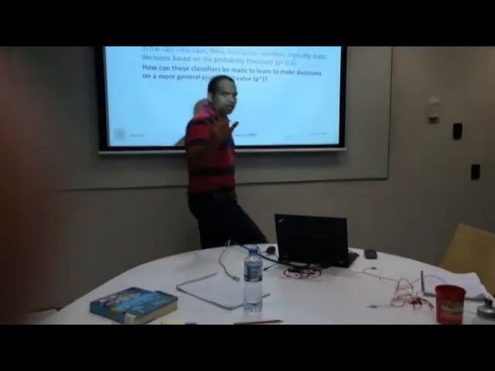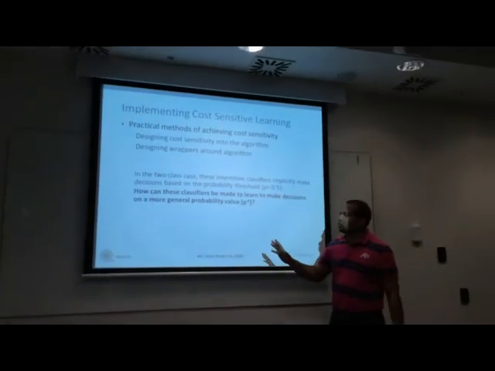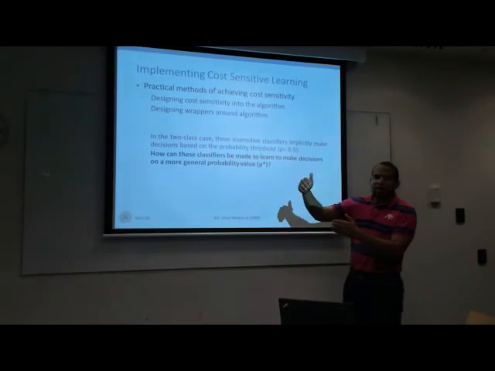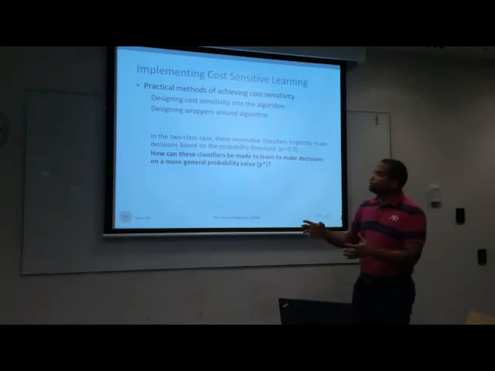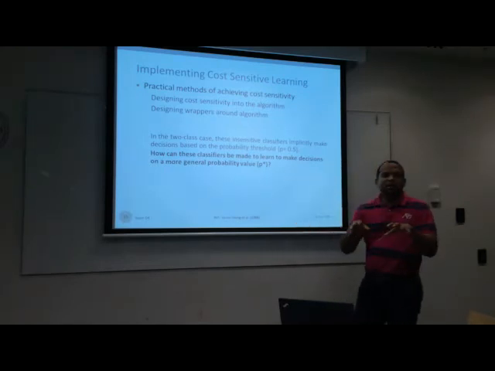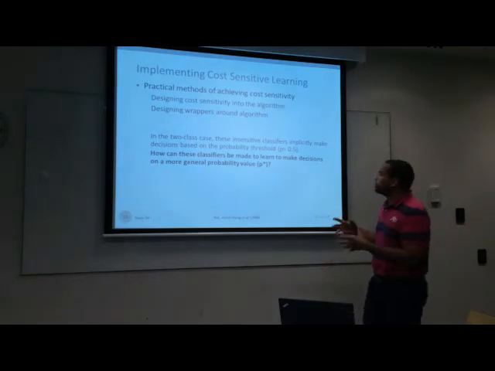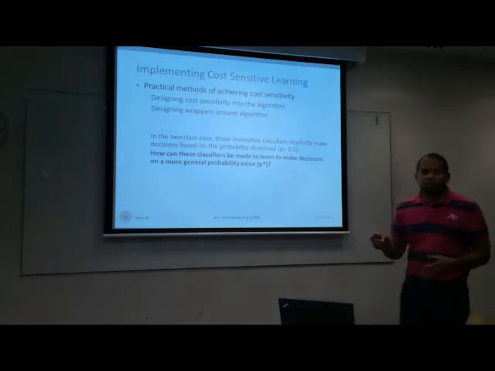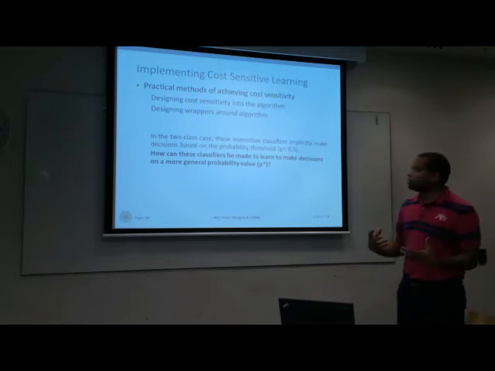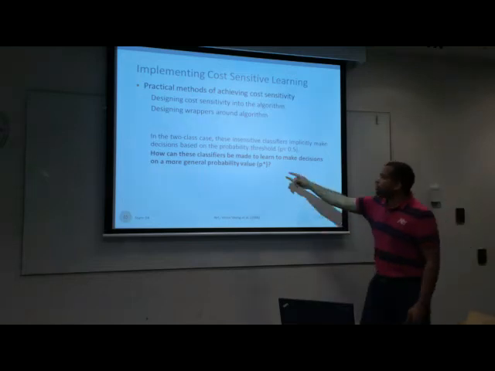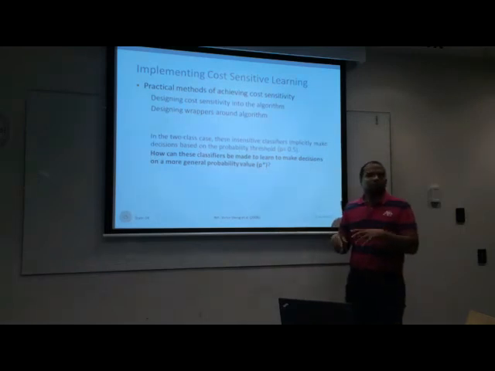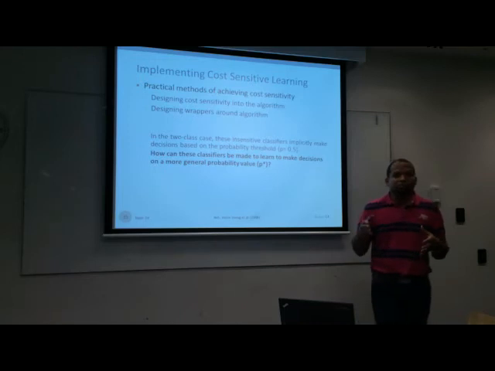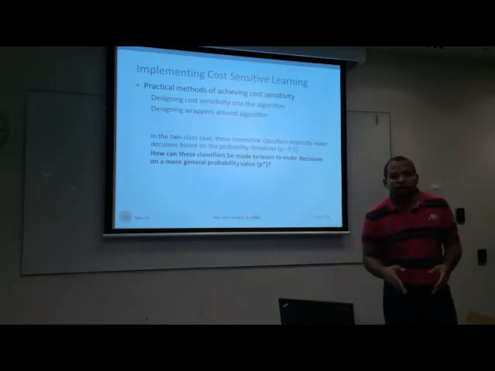Thank you, James. So our main question at this point: we have understood that there is a way to incorporate cost into our decision-making system. Now, how can these classifiers, the naive Bayes and decision tree, be made to learn to make those decisions based upon this general probability established by James, the P star probability? Now, Danushka will give us the two ways proposed in the paper by Charles and Helga. Thank you.